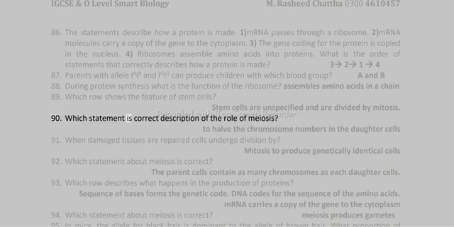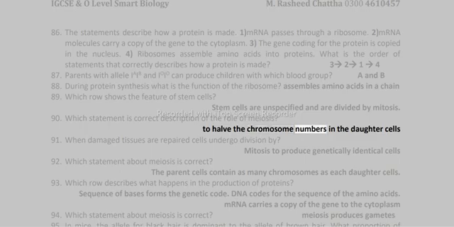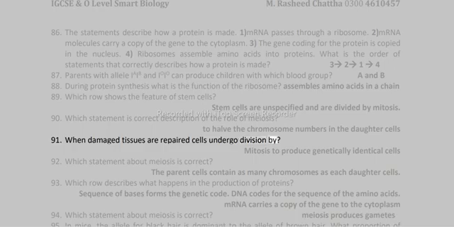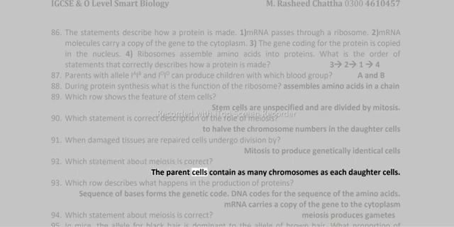90. Which statement is a correct description of the role of meiosis? To halve the chromosome numbers in the daughter cells. 91. When damaged tissues are repaired, cells undergo division by mitosis to produce genetically identical cells. 92. Which statement about meiosis is correct? The parent cells contain as many chromosomes as each daughter cell.